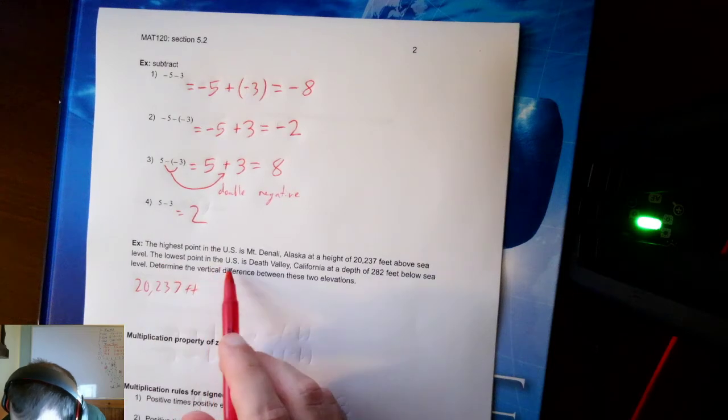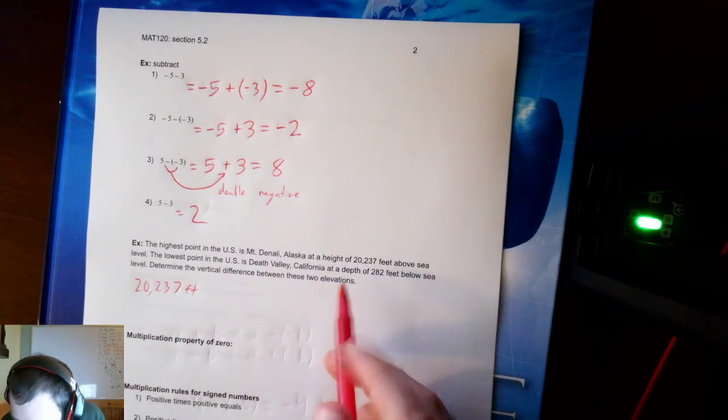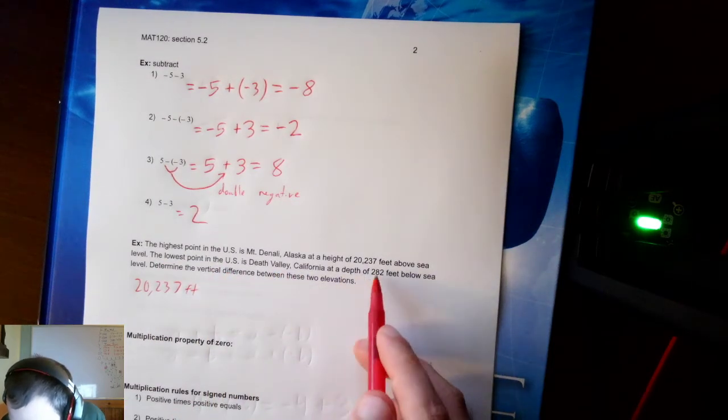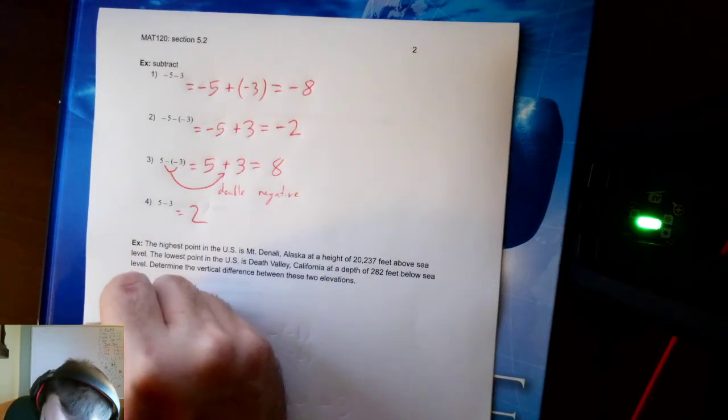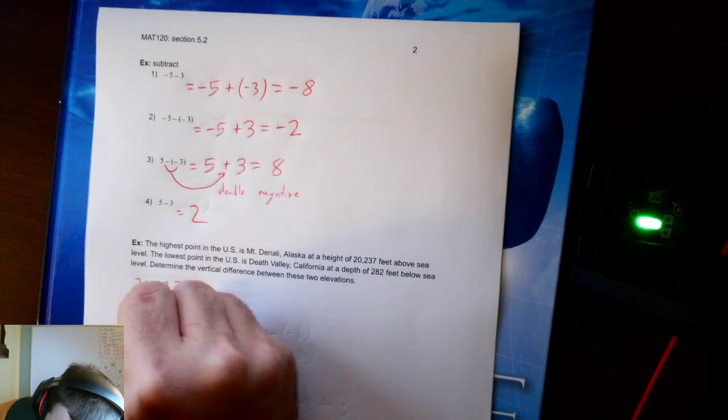The lowest point in the U.S. is Death Valley, California, at a depth of 282 feet below sea level. So that's going to be a negative number.